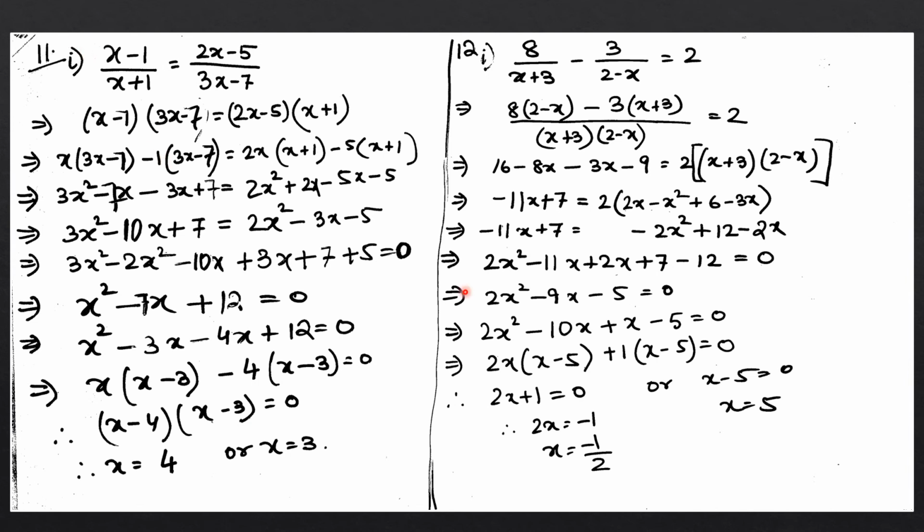The last question for today's discussion is 8 by x plus 3 minus 3 by 2 minus x is equal to 2. When we take the LCM, it comes up to 8 (2 minus x) minus 3 into (x plus 3), and both the denominators have to be multiplied, which is equal to 0. Now when we expand them, we get our quadratic equation in the form 2x square minus 9x minus 5, which is equal to 0.